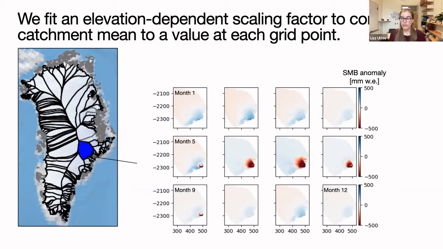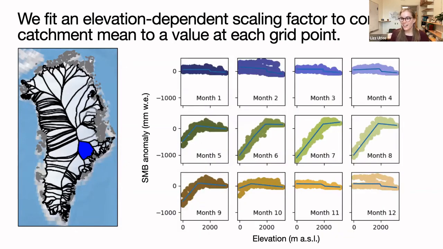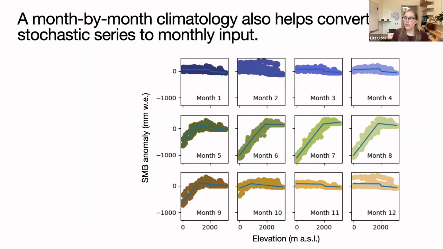So each of these points can have a different relationship to the catchment mean time series that we generated with the stochastic method. So this elevation dependent scaling factor, secret, it's really just a mass balance gradient. We're going to fit a function with elevation and surface mass balance anomaly to convert the catchment mean to a value at each grid point per elevation. This month-by-month climatology also helps us convert the annual stochastic series to monthly input.